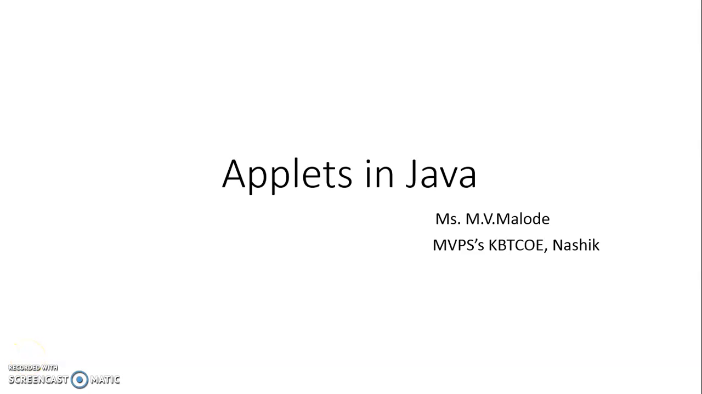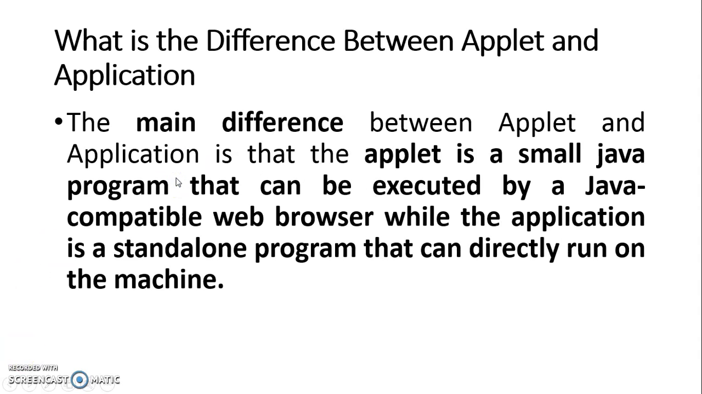We will see another concept in applets. Now we will see a small part, that is a difference between applet and any of the application program. The main difference between applet and application is that applet is a small Java program that can be executed by a Java compatible web browser, while the application is a standalone program that can directly run on the machine.